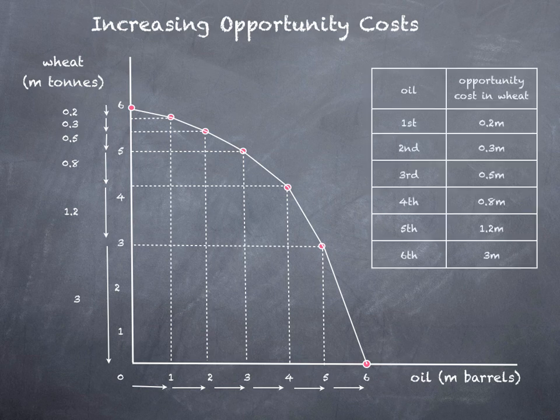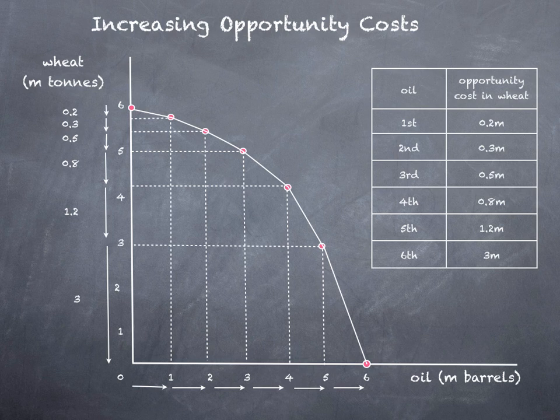Look at what's happening. Each successive unit of oil costs more and more in terms of wheat. We say that the opportunity costs are rising. So far we're just looking at the mathematics. If you see a production possibility frontier which bows outward, this tells us that the opportunity costs rise as more of one good is produced.